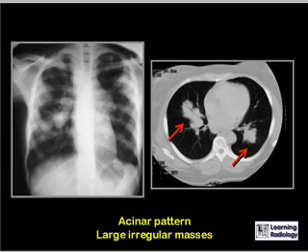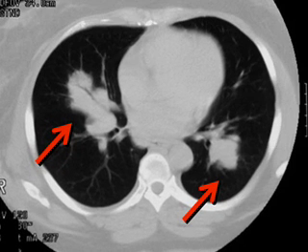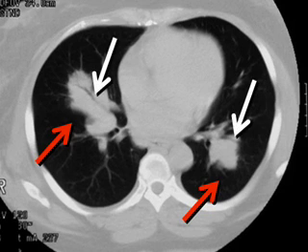The red circle highlights interstitial lung disease. This patient has an acinar pattern. On the left, you can see there are large irregular opacities in both lungs. There also is bilateral hilar adenopathy. On the right, in another patient, we can see these irregular opacities, the red arrows, and these opacities contain air bronchograms.